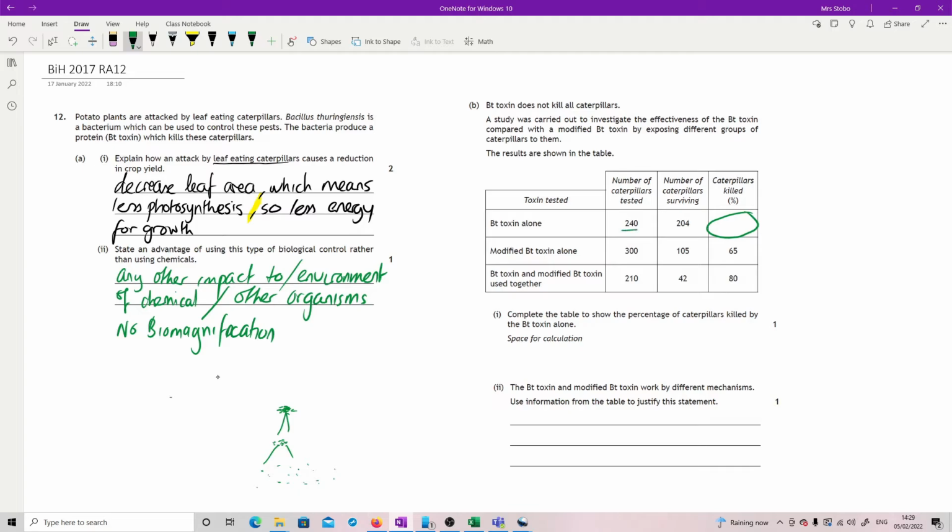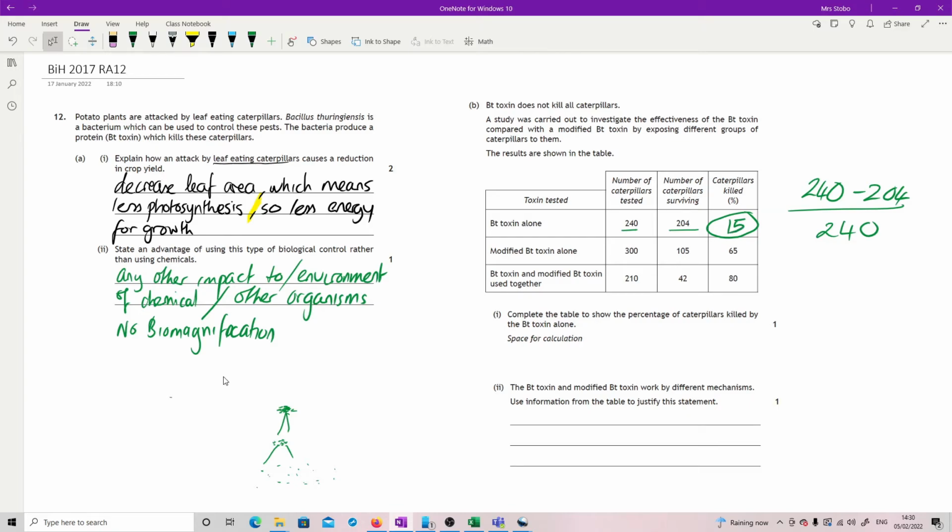So what we've got is the number tested and the number surviving. So the percentage killed would be the ones that didn't survive. So you need to do 240 minus 204 to get the number killed. And then to get our percentage, we take that over our original, so over 240, which gives us 15%.